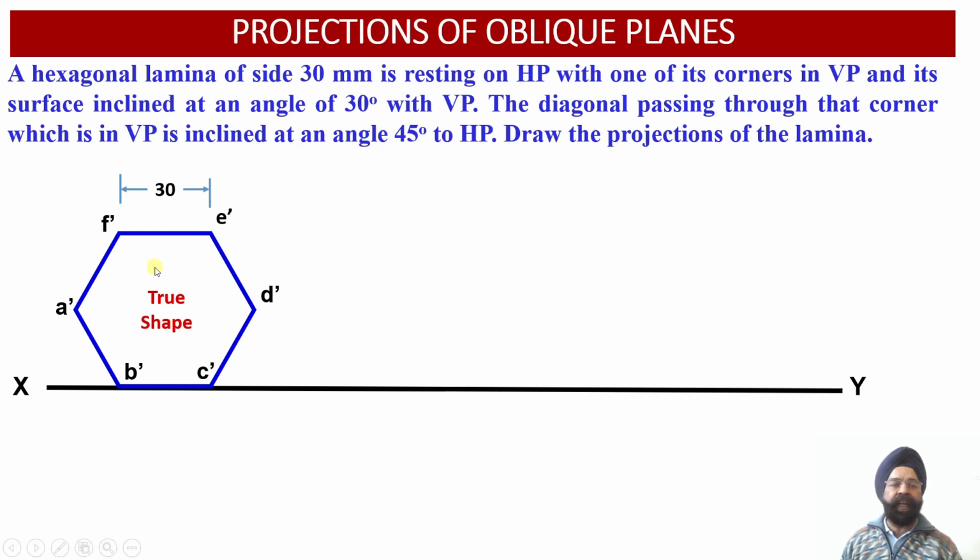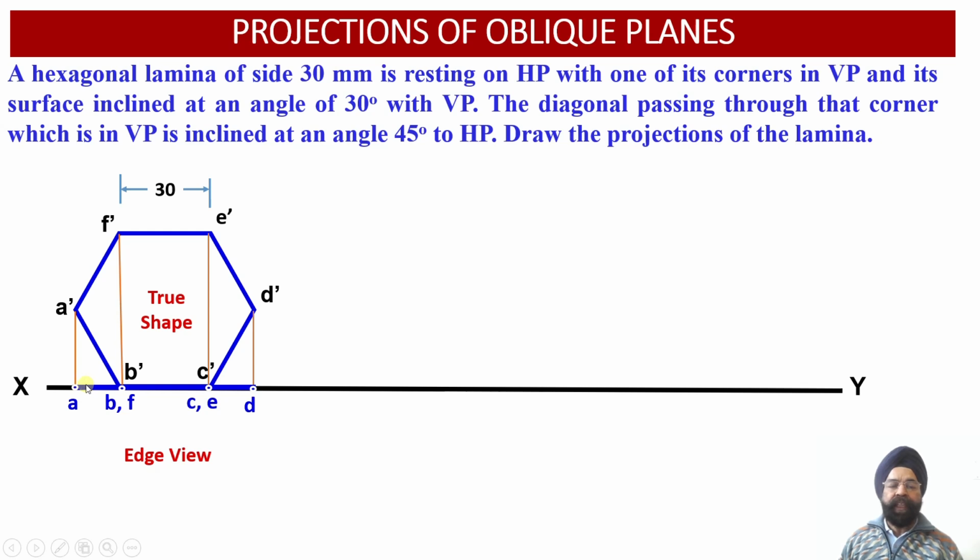Since this lamina is contained by the vertical plane, we have obtained the true shape in the front view. While we look at this lamina from the top side, we view the edge view of this lamina onto the horizontal plane. So we obtain the top view projections onto the XY reference line. Having obtained the top view projections as an edge view, we can join all these points in the top view. The edge view projections of this hexagonal lamina have been obtained onto the horizontal plane.